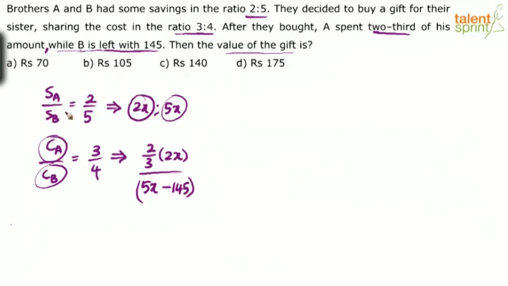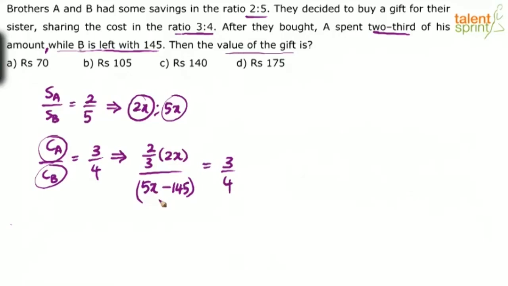So simple, savings are in the ratio 2:5. So we can say the amount which A has is 2x and that B has is 5x. They had contributed in the ratio of 3:4. We also know that A contributed 2/3 of his amount. So 2/3 of A's savings, 2/3 of 2x. B was left with 145. So out of 5x, he has spent 5x minus 145 and he was left with 145. This should be in the ratio of 3/4. The contribution was in the ratio of 3:4.